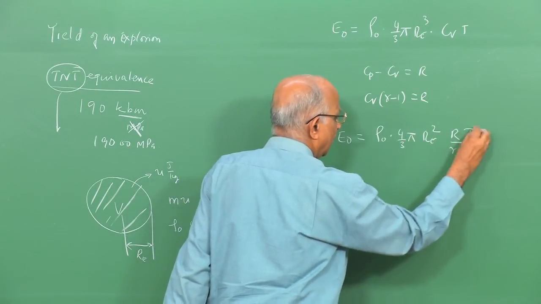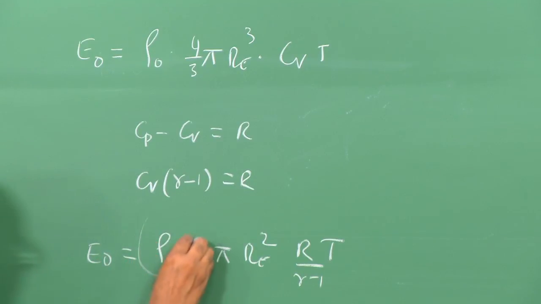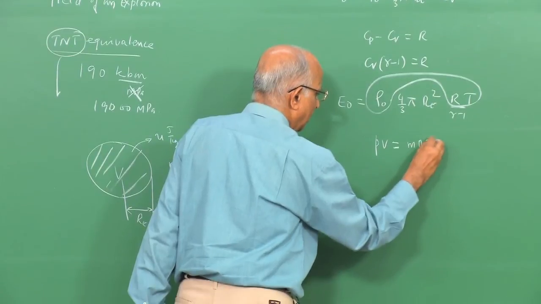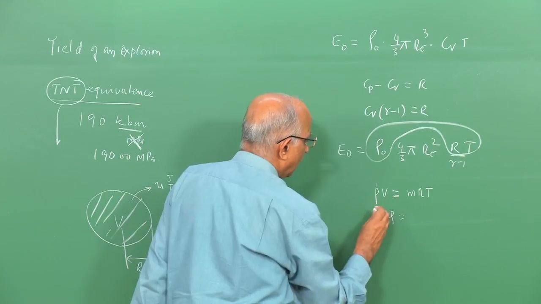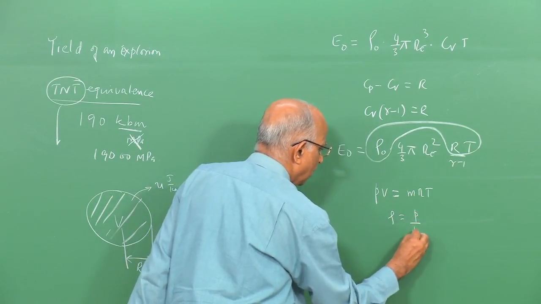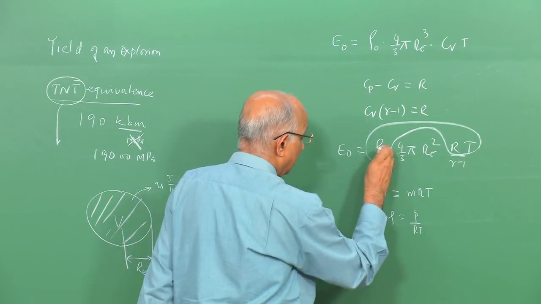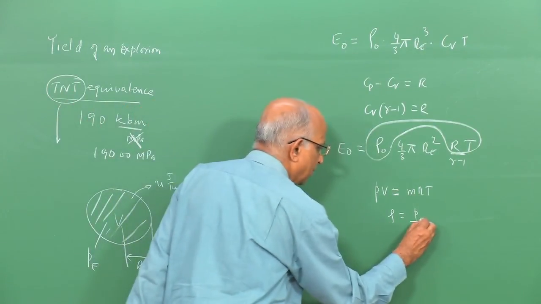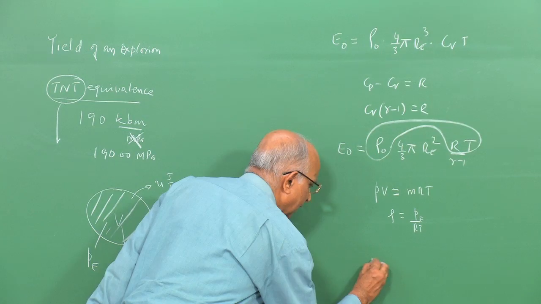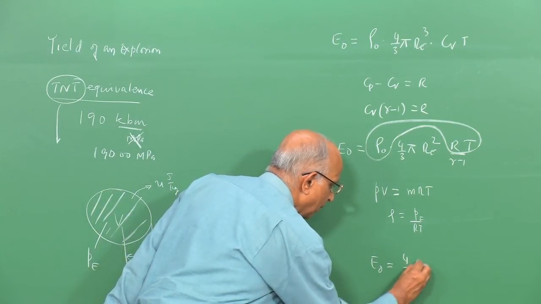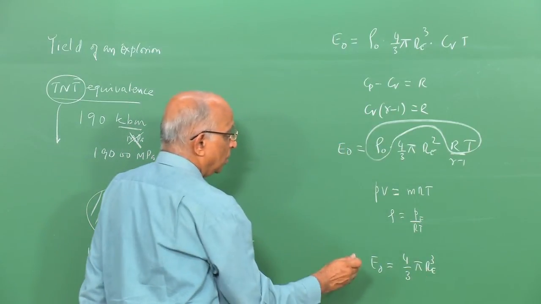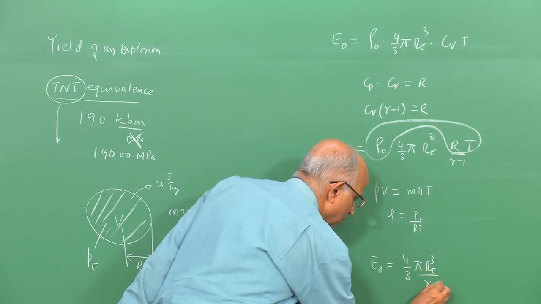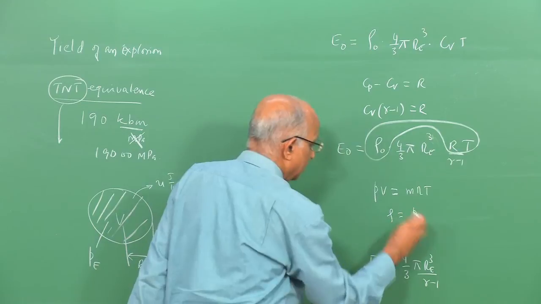Therefore, if I look at this particular combination of rho 0 and RT, I know from the perfect gas equation, or ideal gas equation, PV is equal to mRT, and m by V is rho, so rho is equal to P by RT, or P is equal to rho RT. So rho 0 RT is the initial pressure, and let the initial pressure in this volume be, let us say, P of the explosive. Therefore, I can get the value of E0 as equal to 4 upon 3 pi RE cubed divided by gamma minus 1 into rho 0 RT, which is equal to P. This is my value.